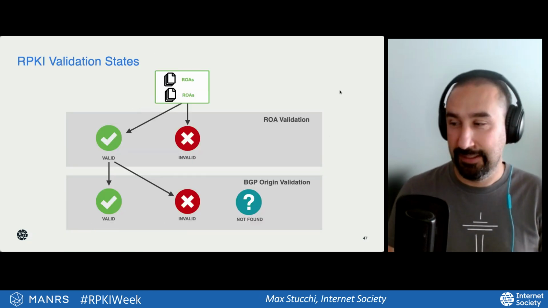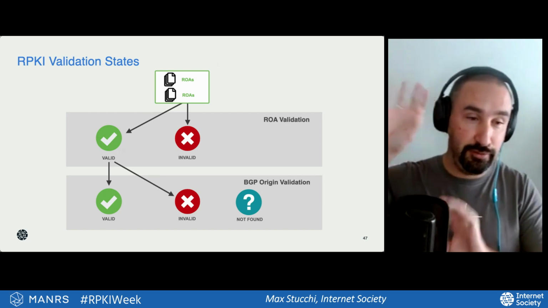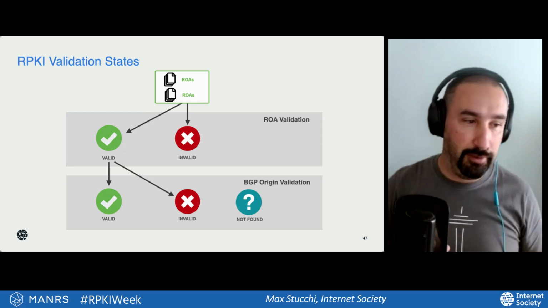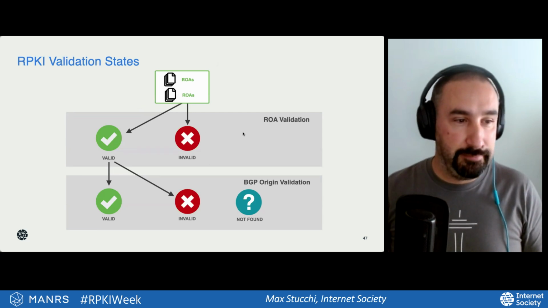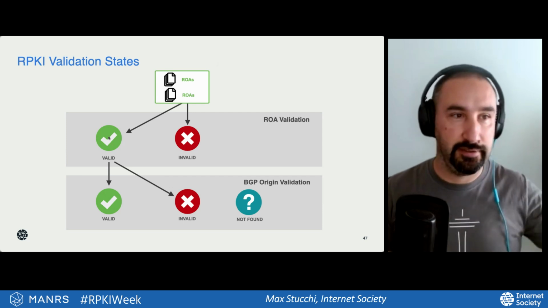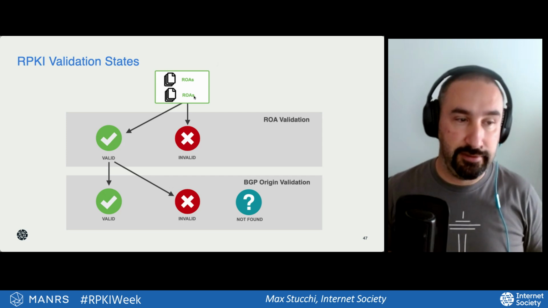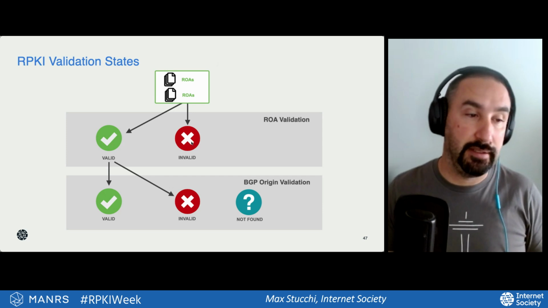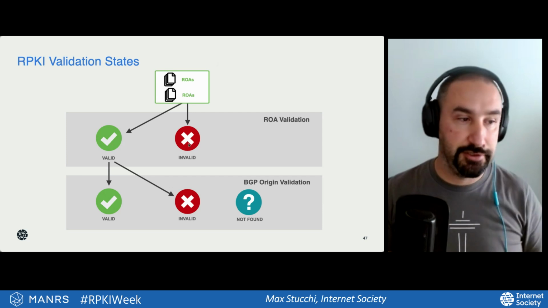What are the states for validation? I mentioned already there are two separate parts we have to consider, 2 separate validations. One is about the ROAs and one is about BGP. So if we look at ROAs, ROAs can be valid. As I said, they fulfill the chain of trust. They're good, everything's fine, they're considered valid. If there's anything wrong with their certificate, with their signatures, anything, they become invalid and they stop here. So they are not shown in the validated cache.